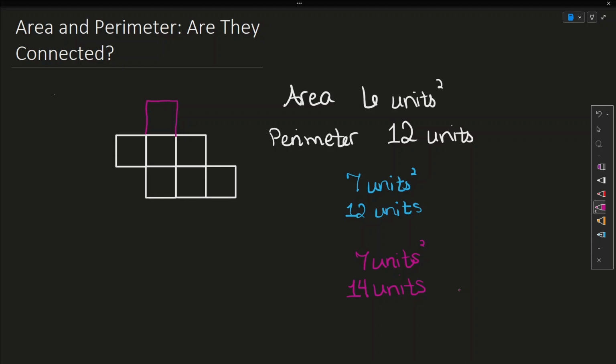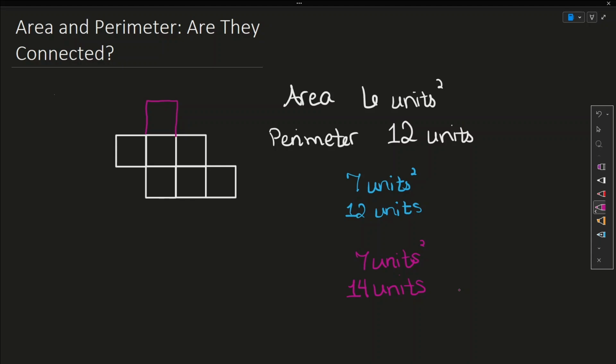The key point is this. Increasing area does not always increase perimeter in the same way. And sometimes increasing area may increase perimeter by a lot, by a little, or even not at all. This is such an important idea because many students assume bigger area means bigger perimeter. But that is not always true.